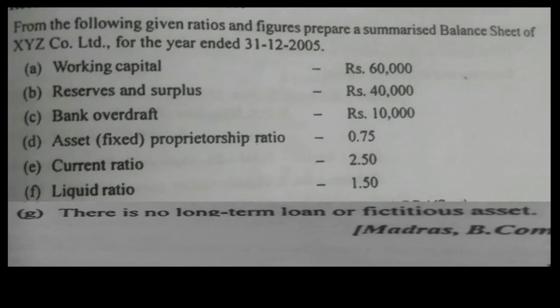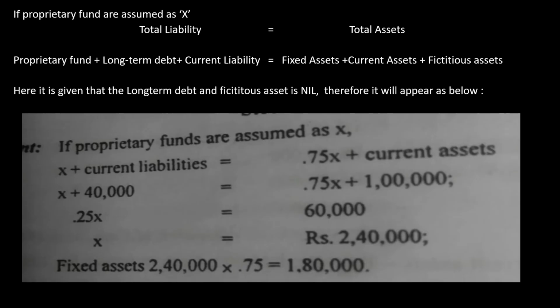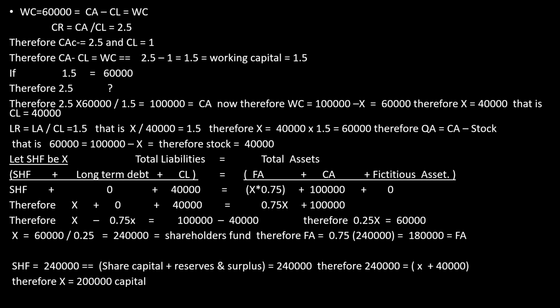Okay, now we'll start. Whenever we are given working capital, what do you do? Whenever we are given working capital, we'll start with current ratio. That is the easy way. Now current ratio is equal to current asset by current liability. Now working capital formula will be current asset minus current liability. Therefore current ratio is equal to current asset divided by current liability, which is equal to 2.5.